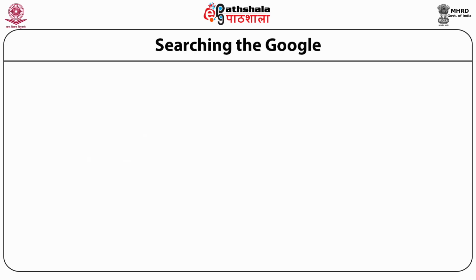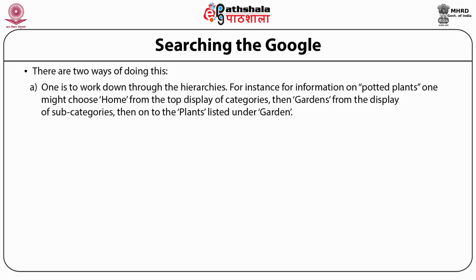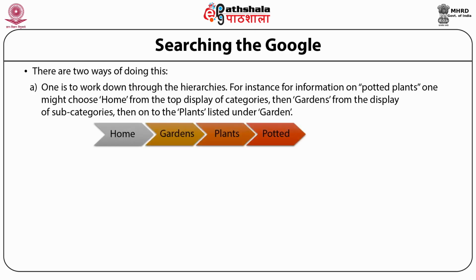Searching Google. In fact, there are two ways of searching Google. One is to work down through the hierarchies, as explained earlier. For instance, for information on potted plants, one might choose home from the top display of categories, then gardens from the display of subcategories, then the plants listed under garden. In this way: home, gardens, plants, potted plants.